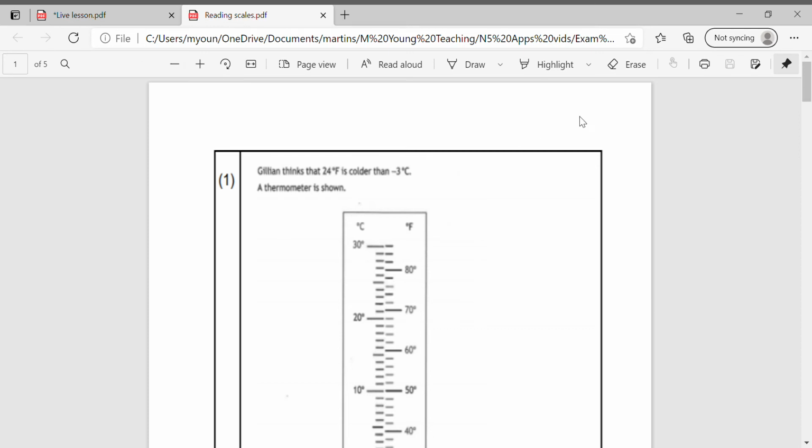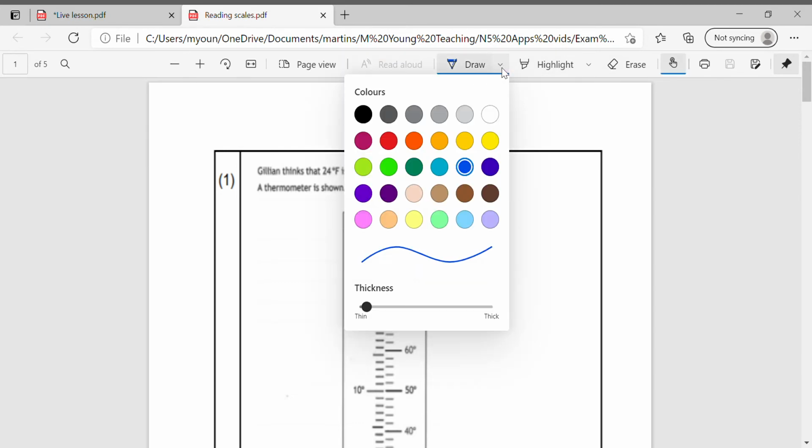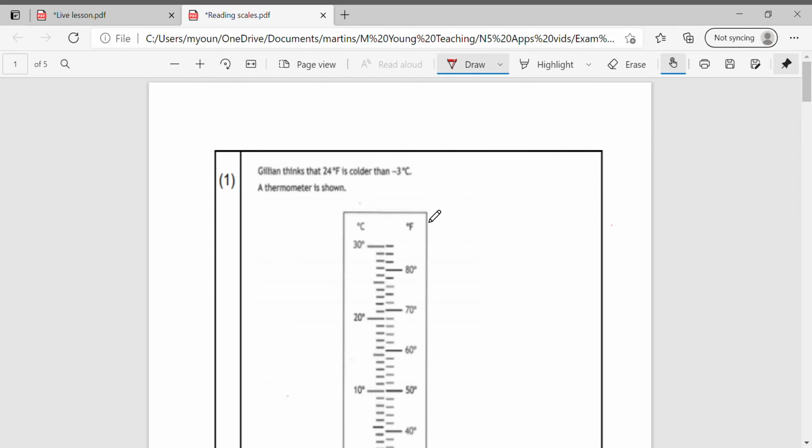Okay, so in today's video we're going to take a look at reading scales, or just completing questions that involve using a scale. Alright, so remember these topic specific worksheets, you can find them on the National 5 Applications website.